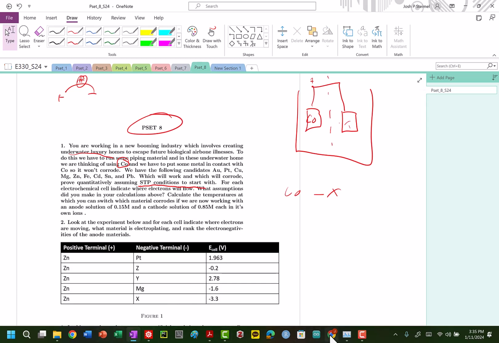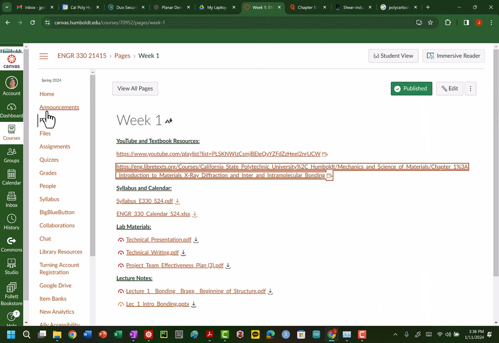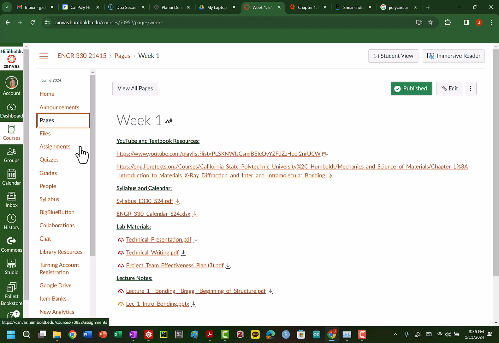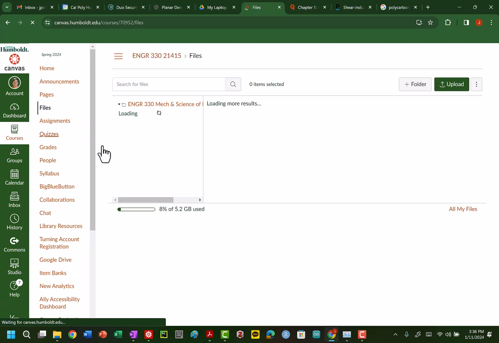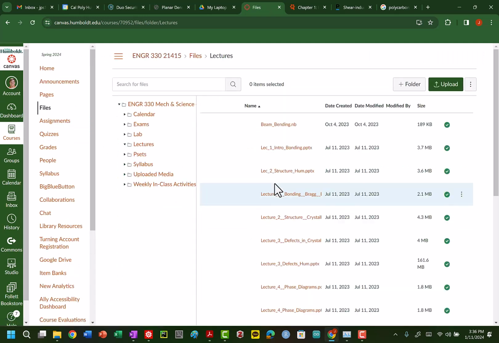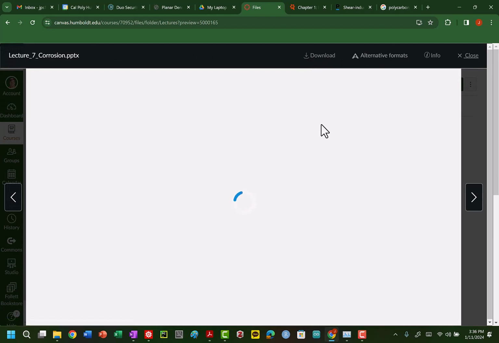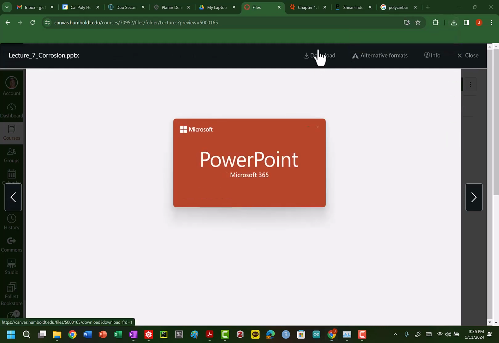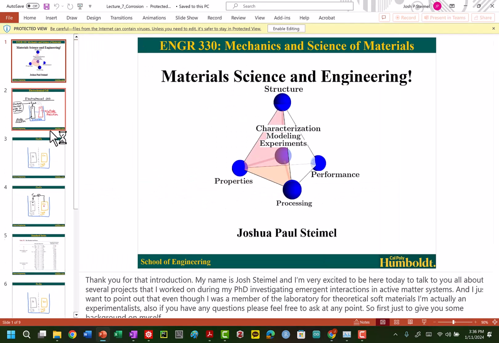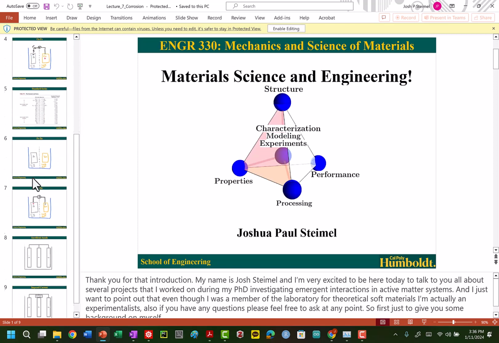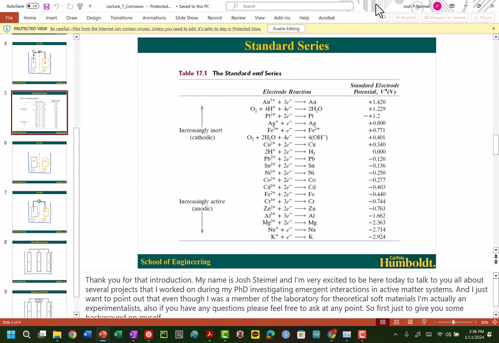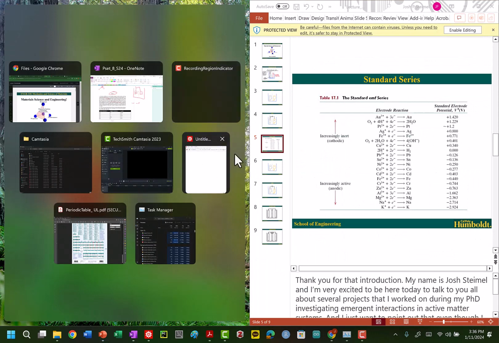So we're going to pull up our Canvas site. Let's go directly into our lectures. Let's go into, not polymers, but let's look at corrosion. Let's go ahead and download this. All right, so this is our standard conditions. So we are going to look at what are the systems.